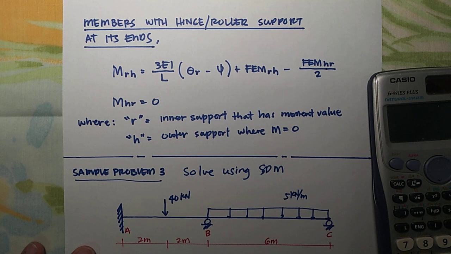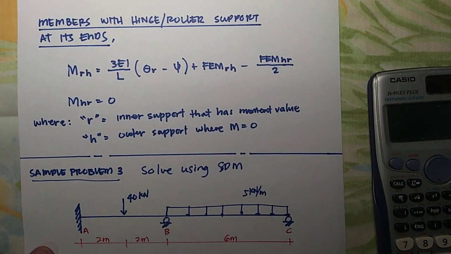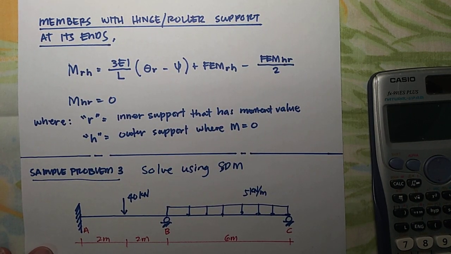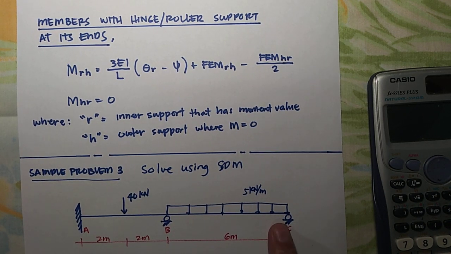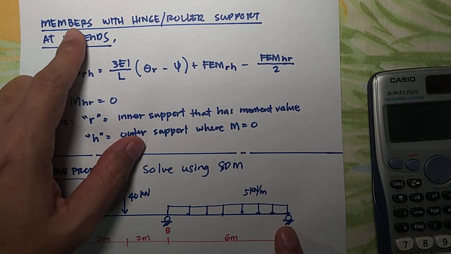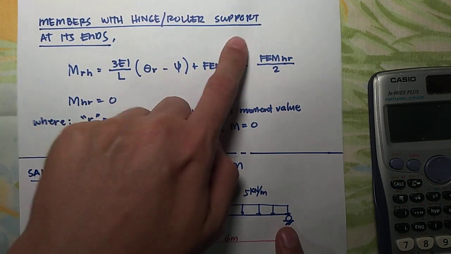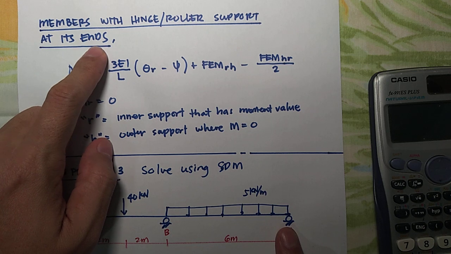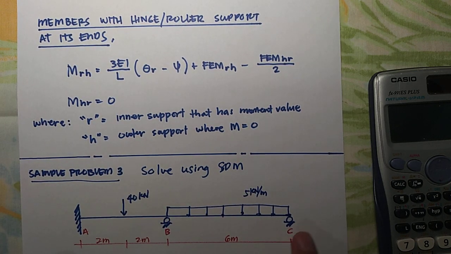Hello, good day. So today we're going to discuss another problem using slope deflection method. But this time we have a continuous beam. This is applicable for members with hinge or roller support at its ends. So as you can see from this example, we have a roller at the end here.